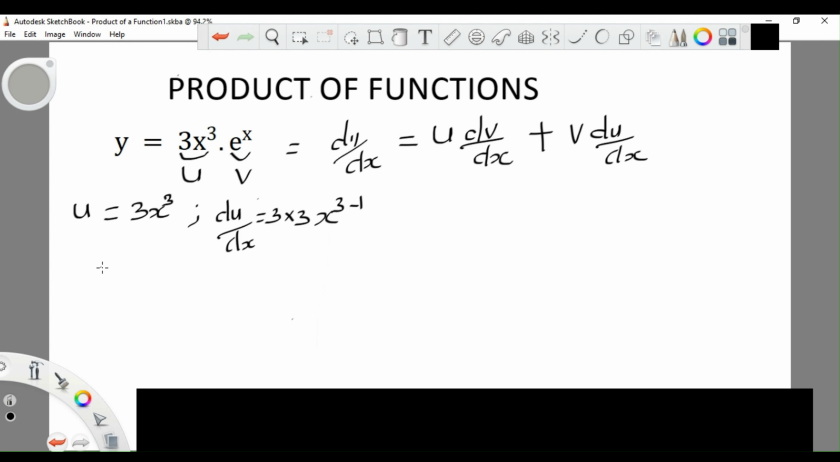So therefore, we have the x is equal to 3 times 3 is 9. So we have 9x, 3 minus 1 is 2. That is our du dx.